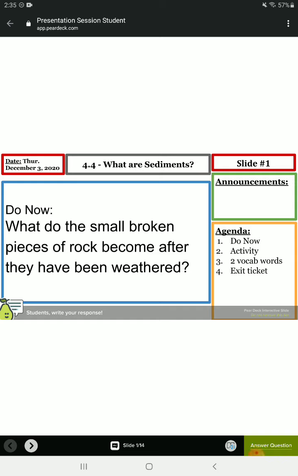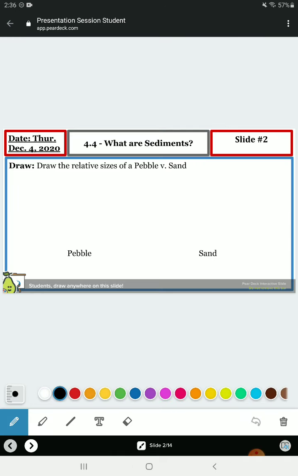The aim 4.4, what are sediments? Your do now question is, what do you think that the small pieces of rock become after they have been weathered? I would also like you to draw the relative sizes of a pebble versus sand.